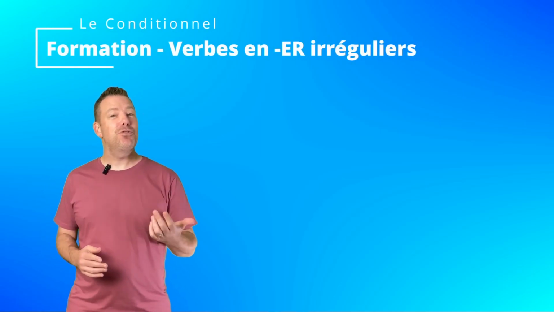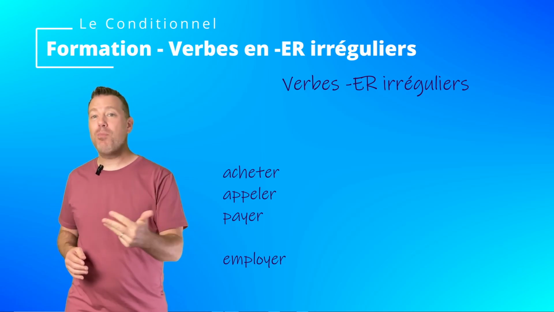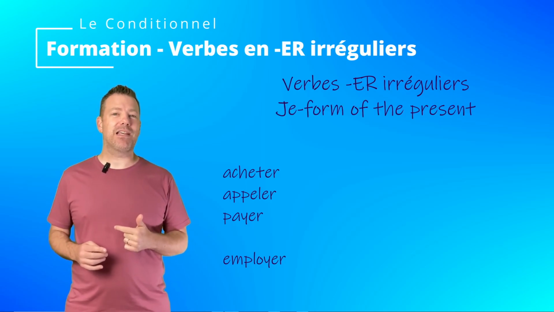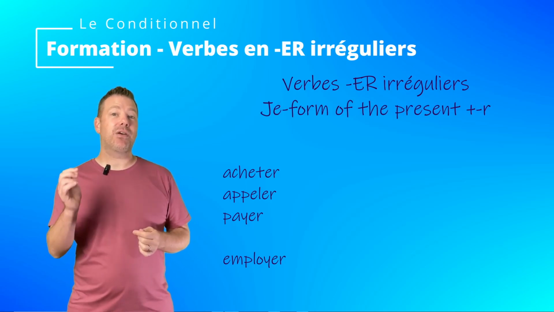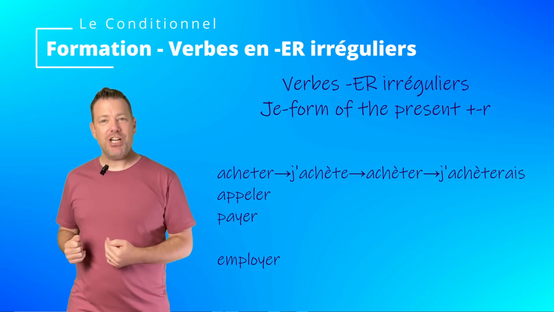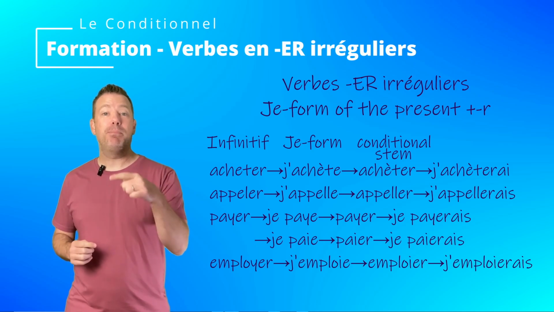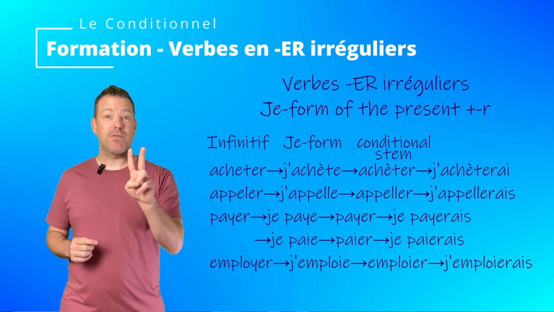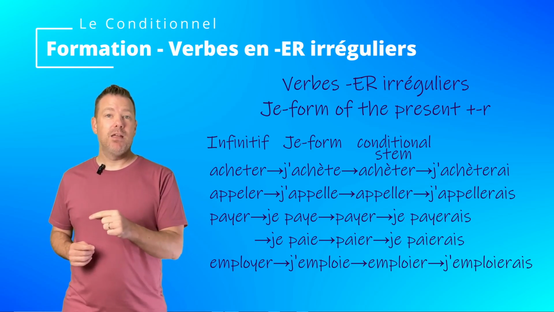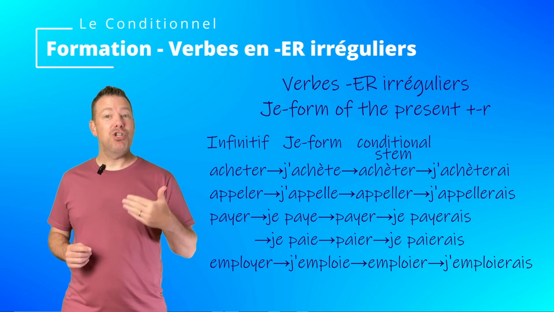Same as we did for the future simple, we need to talk about verbs like acheter, appeler, payer, employer. For this, the conditional is based on the je form of the present tense, to which you add the letter R. Here they are. Acheter, j'achète, j'achèterais. Appeler, j'appelle, j'appellerais. Payer, two patterns for these. Remember, first, je paye, je payerais. Je paie, je paierais. Employer, j'emploie, j'emploierais.